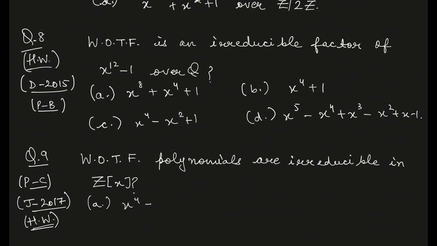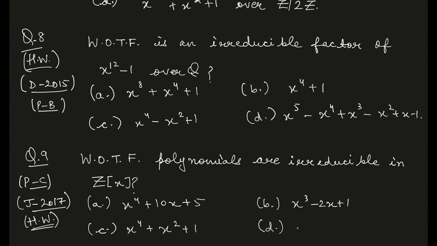Option A: x to the power 4 plus 10x plus 5. Option B: x cubed minus 2x plus 1. Option C: x to the power 4 plus x squared plus 1. Option D: x cubed plus x plus 1.